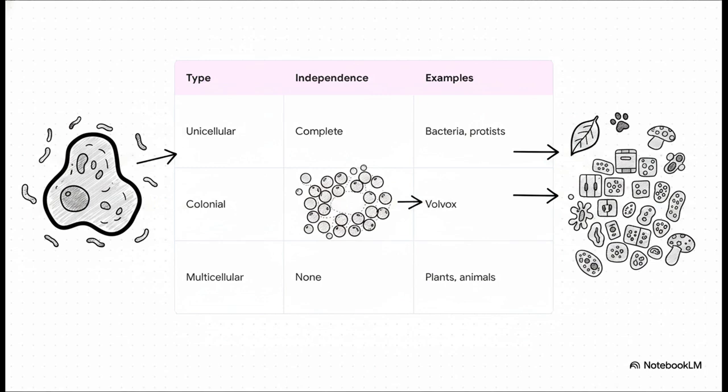Moving along the spectrum to the middle, we have colonial organisms, like volvox. This is a really cool transitional phase where groups of identical cells live together. They could survive independently, but they group up for mutual benefit. Finally, over on the right, we hit multicellular organisms: plants, animals, fungi. Here we see incredible complexity, with tons of specialized cells working strictly together as a singular entity.